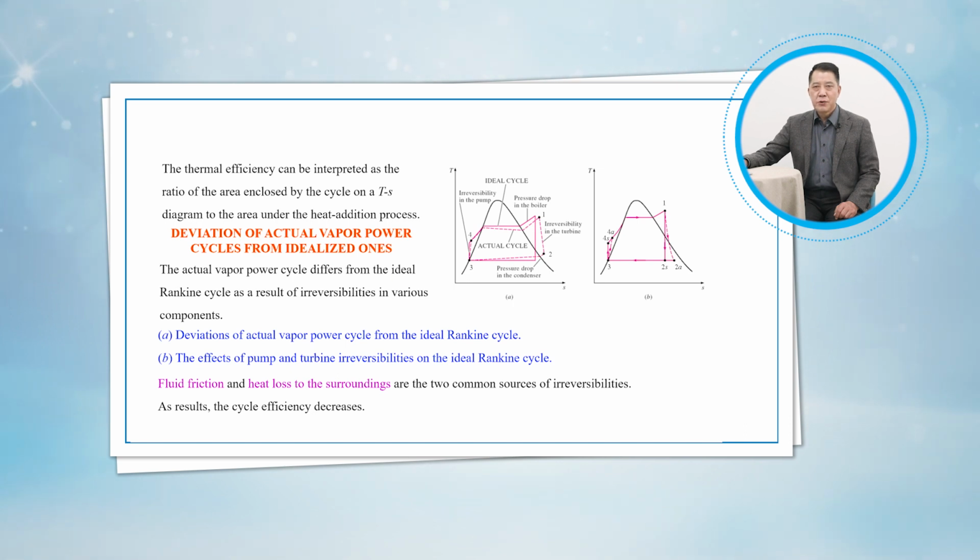The other major source of irreversibility is the heat loss from the steam to the surroundings as the steam flows through various components. To maintain the same level of net work output, more heat needs to be transferred to the steam in the boiler to compensate for these undesired heat losses. As a result, the cycle efficiency decreases.